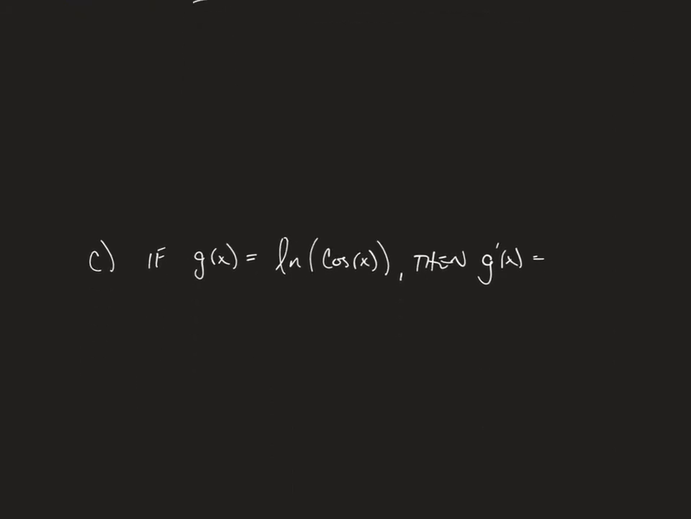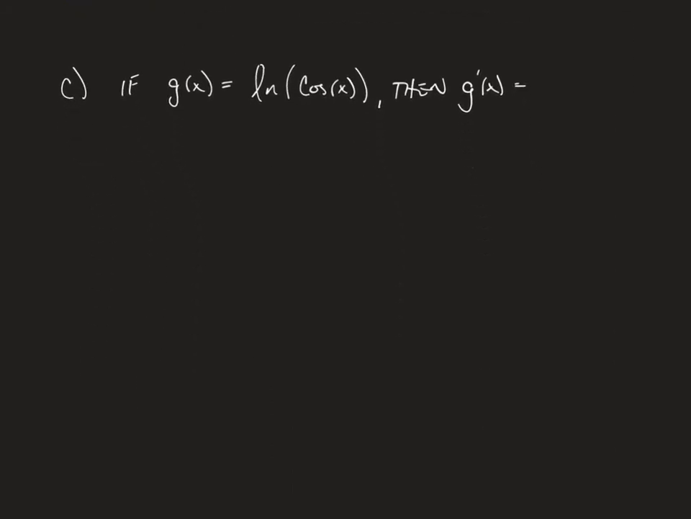Alright, let's take a look at C. So g of x is ln of cosine of x, and we want g prime of x. So in this case, we aren't dealing with a product. These two things aren't being multiplied. They're not being divided either. This is going to be a chain rule because we've got a composition of two functions.